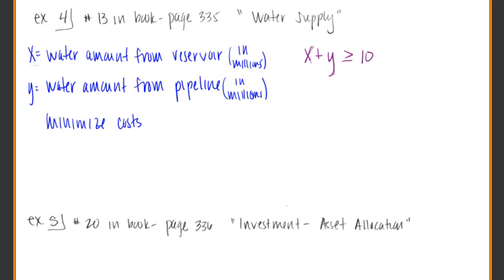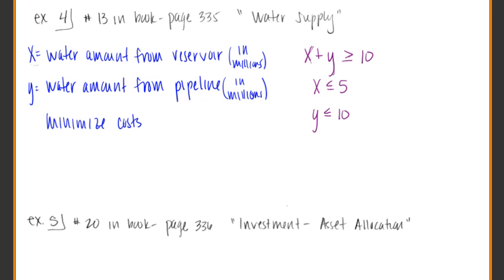All right, next. The supply may be drawn from a reservoir or pipeline, okay? The local reservoir, so X, has a maximum daily yield of 5 million gallons, and the pipeline has a maximum daily yield of 10 million gallons. So the most that you can pull from the reservoir is 5 million. So the amount coming from the reservoir has to be less than or equal to 5. The amount coming from the pipeline, which is Y, it says its maximum yield is 10 million. So it has to be less than or equal to 10 million gallons. Again, because everything's in terms of millions of gallons, all I have to do is 5 and 10.